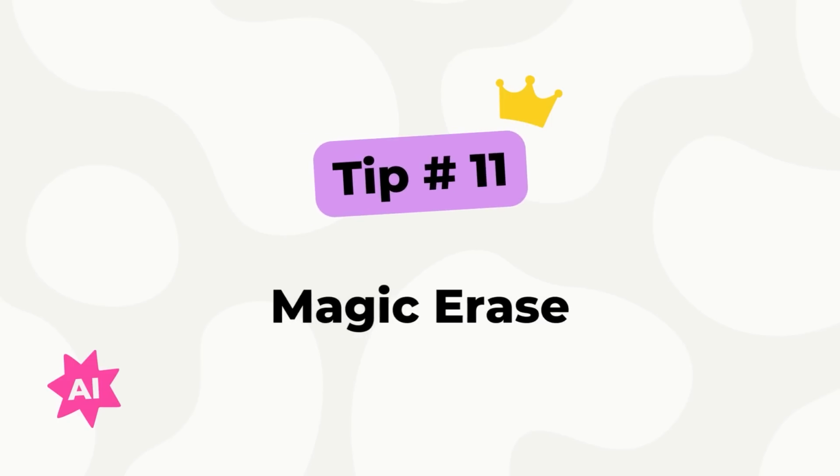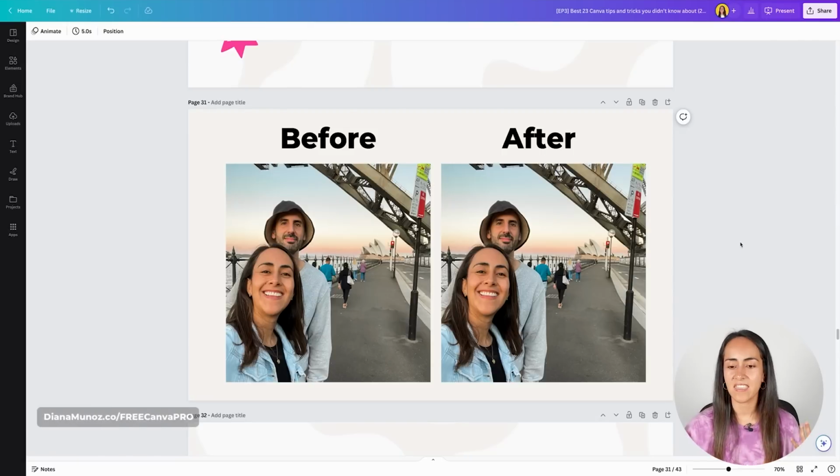On tip number 11, we have another new AI feature in Canva. This one is available for Canva Pro users, the paid version of Canva, and it is called Magic Erase. This one also works like Photoshop, but simplified, because we are going to ask AI to remove things from our photos. Let's take this example.